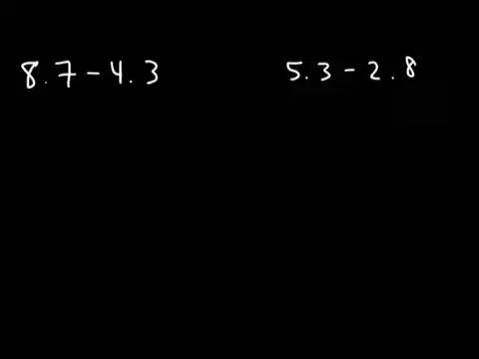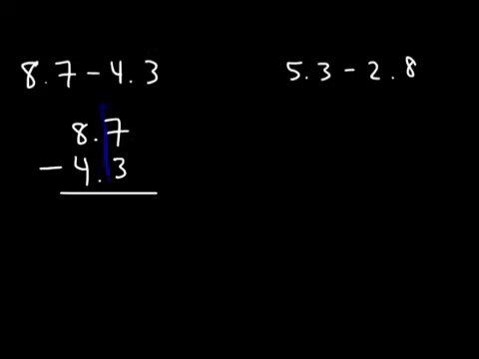Now, let's try these two problems. 8.7 minus 4.3, and also 5.3 minus 2.8. So go ahead and work on those two example problems. So let's start with the first one. So in the first column, we have 7 minus 3. 7 minus 3 is 4. And let's write the decimal point. And in the second column, we have 8 minus 4. So the answer here is 4.4. As you can see, it's not that bad.